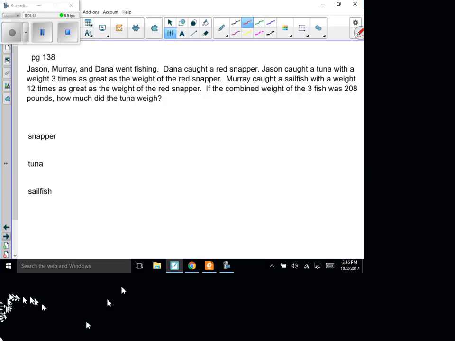Now, you start asking yourself, all right, what did they give us? First off, we know they all caught a certain type of fish: a snapper, a tuna, and a sailfish. Dana caught a snapper, Jason caught a tuna that is 3 times as great as the snapper, and Murray caught a sailfish that was 12 times as great as the snapper. So we know the snapper is going to be one of them. The tuna was 3 times, right? And that's the one they really want at the end: how much did the tuna weigh. And this one was 12 times as big as the snapper.